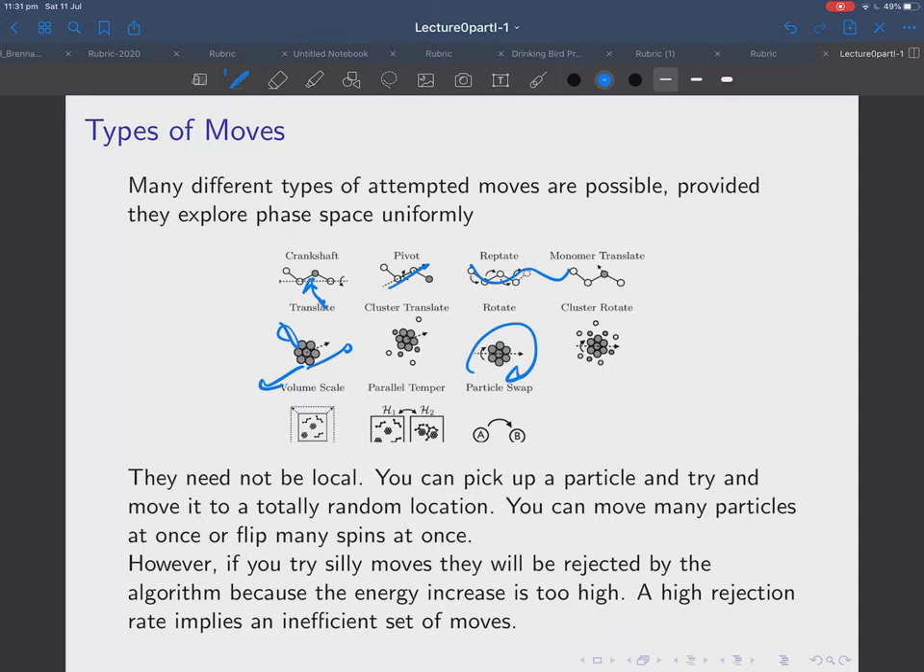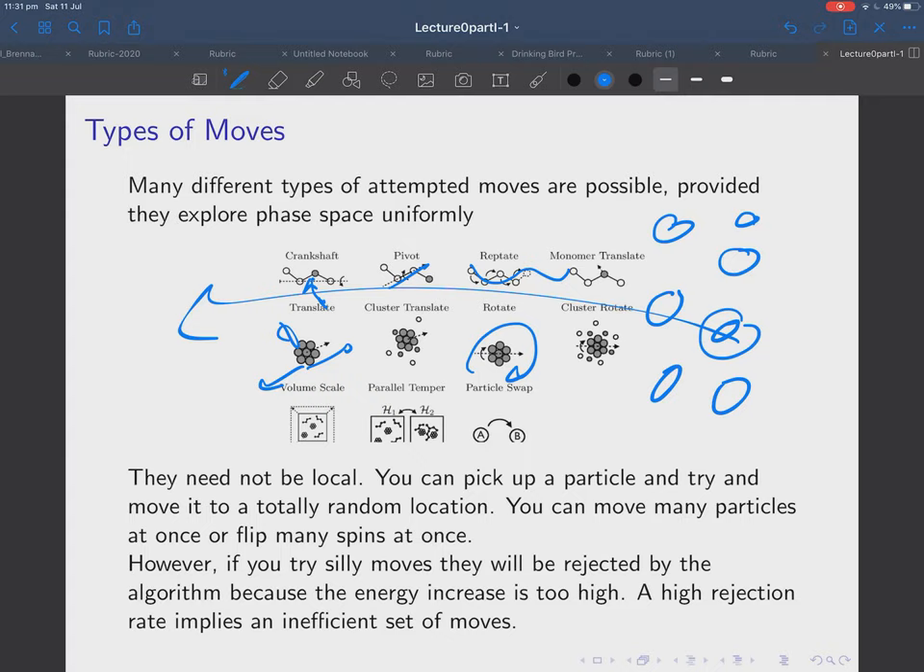So you have a gas of particles like this, here are my particles, I can take one of these particles and move it over there. That's a fine move. Dynamically, it's not a good move. We're not doing dynamics here.